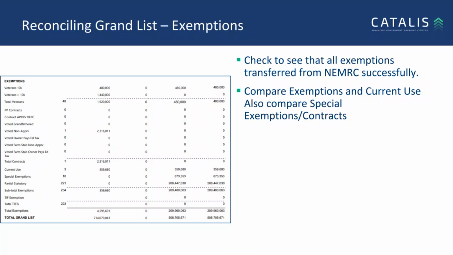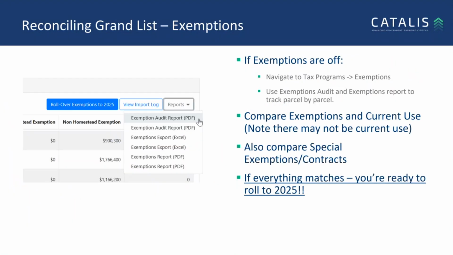So you're going to compare all of these contracts, and then we're going to go back to our exemptions. So if something doesn't match up, we're going to go check directly in exemptions. So this is a new section. It's in tax program. So right where current use is, there's a new module called exemptions. So if something doesn't match, we're going to go take a look at the exemptions directly and do a more detailed reconciliation and figure out what's going on.